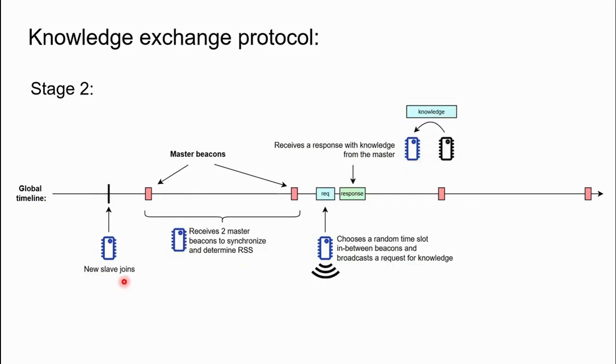In stage 2, we're considering that some time has passed now and a new slave joins the system. It first receives 2 master beacons to synchronize, which means that it has to figure out what the master beacon periodicity is so that it can choose a time slot before the next beacon to send a request packet. So it chooses a random slot and broadcasts a request. The master, after receiving the request, responds with a knowledge packet if it has knowledge available at the time of the request. So for example, let's say none of the devices have converged yet and none of them have sent their knowledge values to the master. The master's knowledge base is empty. In that case, it responds with an empty packet, and this new device also starts learning from scratch.